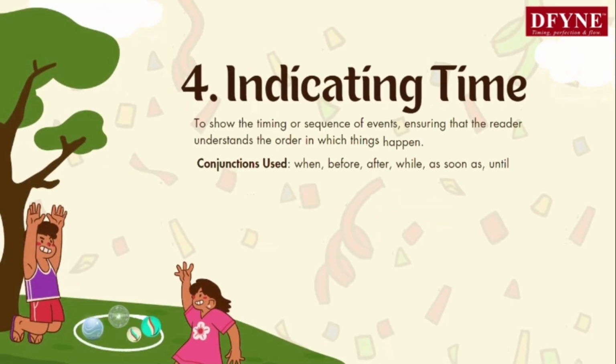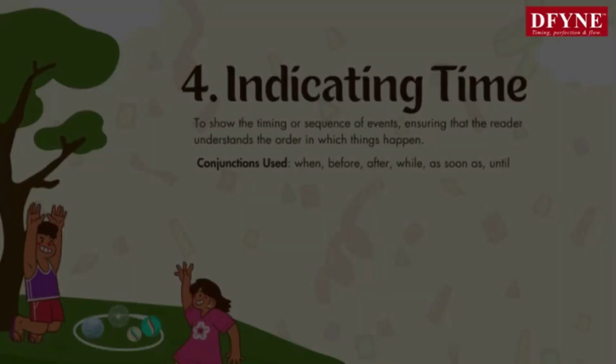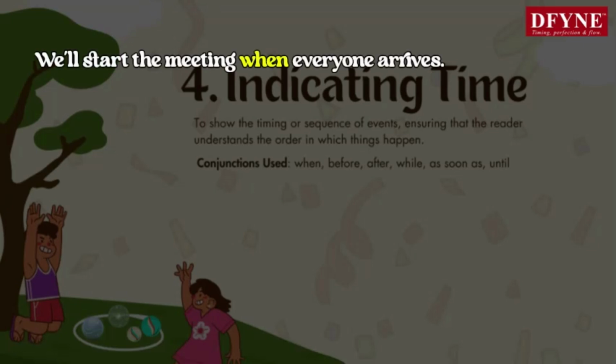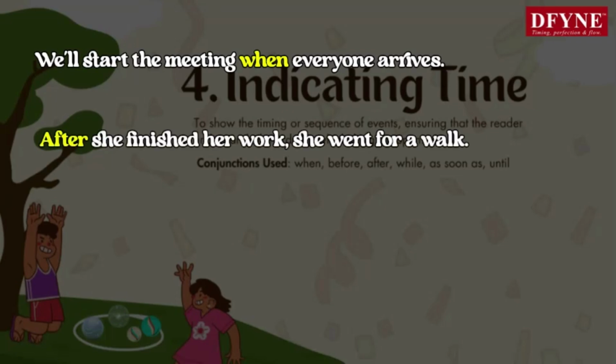4 is indicating time. This uses subordinate conjunctions. The purpose here is to show the timing or sequence of events, ensuring that the reader understands the order in which things happen. We'll start the meeting when everyone arrives. Indicates the time when the meeting will start. After she finished her work, she went for a walk. Shows the sequence of events. In these examples, when and after establish a clear timeline, helping the reader follow the sequence of actions without confusion.